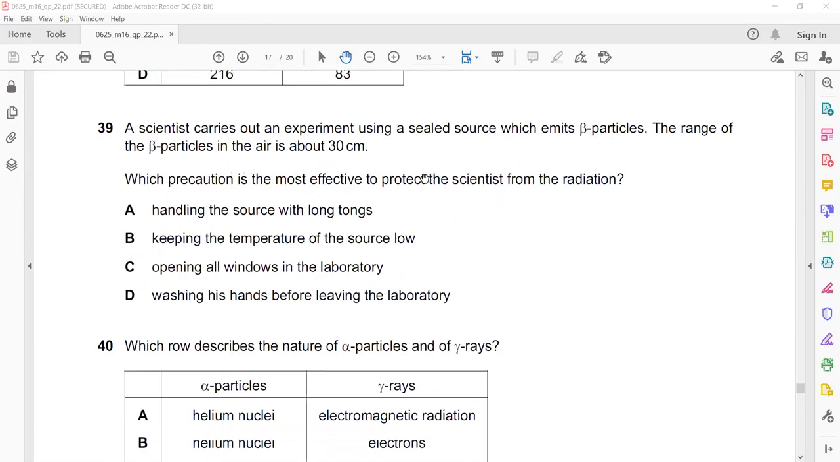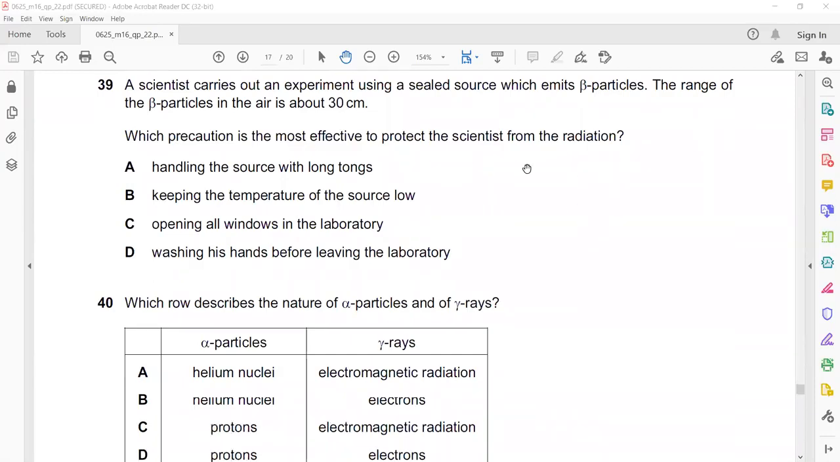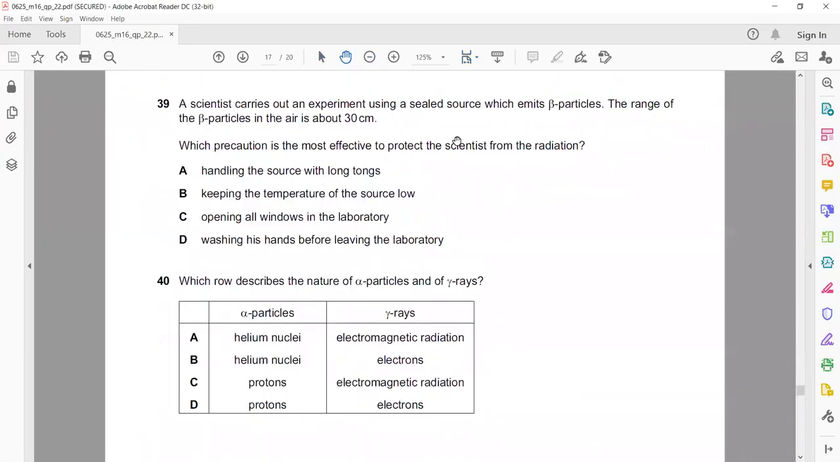A scientist carries out an experiment using a sealed source which emits beta particles. The range of beta in air is about 30 centimeters. Which precaution is the most effective to protect the scientist from radiation? So how can the scientist be protected from the radiation, which is the most effective precaution?